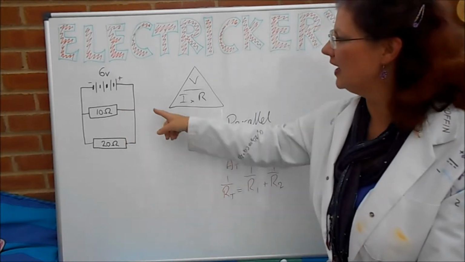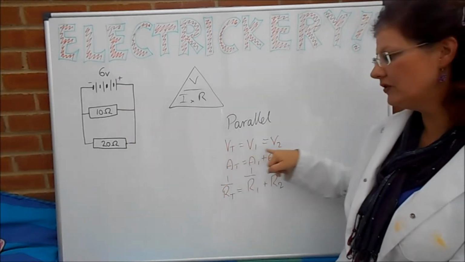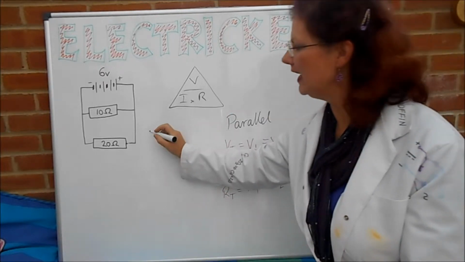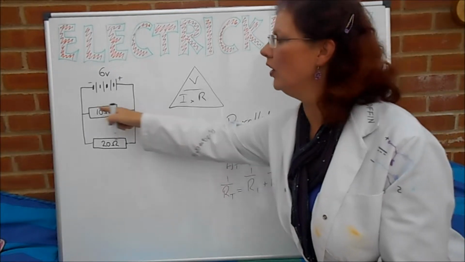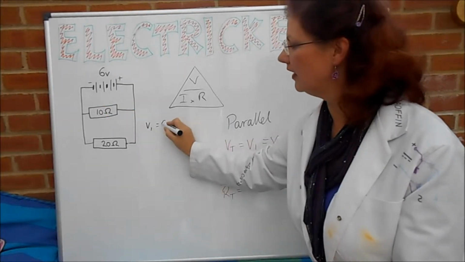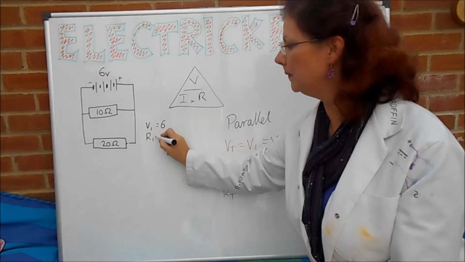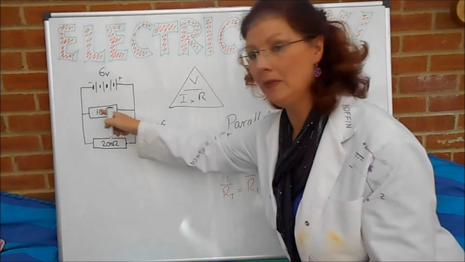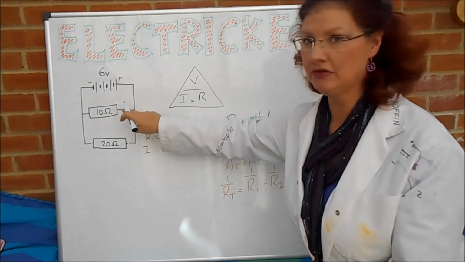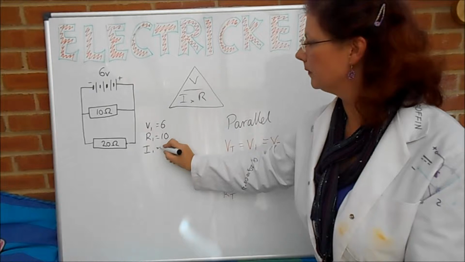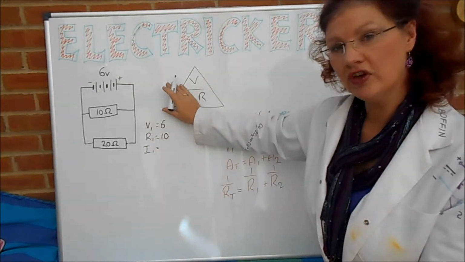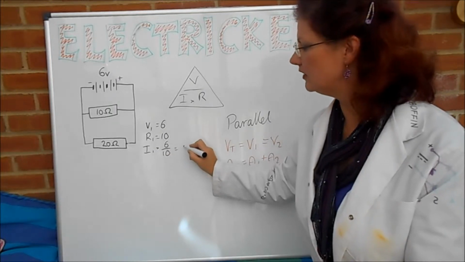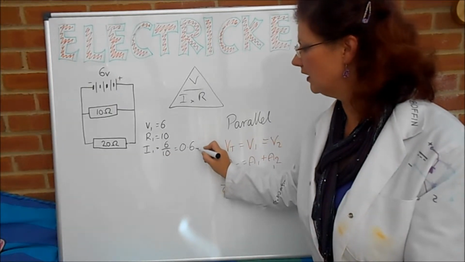so our resistance is 10. Voltage: in a parallel circuit, all the voltages are the same, so the voltage is 6. So in the top leg here, voltage 1 is 6. Resistance 1 is 10. So I1, the current in this top leg, which is the reading on an ammeter if it were there, is equal to volts over resistance, 6 over 10, which is 0.6 amps.